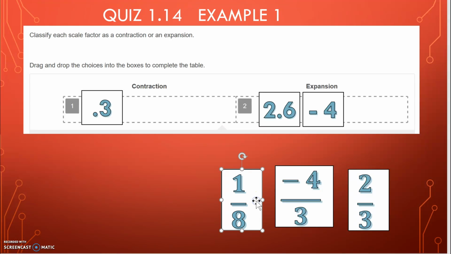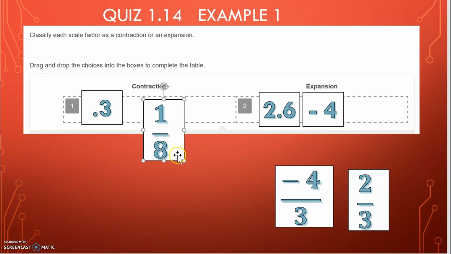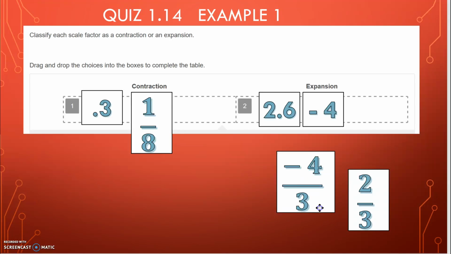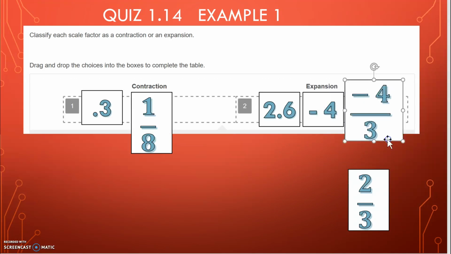Alright, 1/8 is smaller than 1, so that's a contraction. And now -4/3. When the numerator is larger than the denominator, that means this is larger than 1. Once again, although it's negative, it's still an expansion because the negative here just flips the dilation. So this is an expansion.